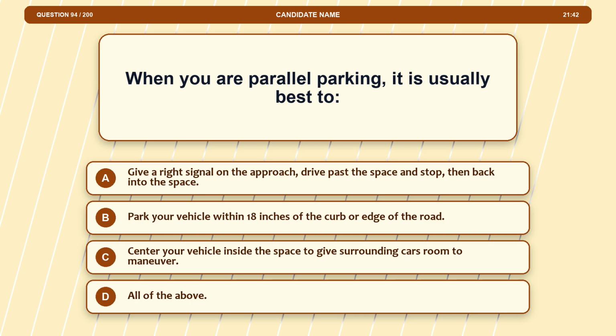Question 94. When you are parallel parking, it is usually best to Option A, give a right signal on the approach, drive past the space and stop, then back into the space. Option B, park your vehicle within 18 inches of the curb or edge of the road. Option C, center your vehicle inside the space to give surrounding cars room to maneuver. Option D, all of the above.